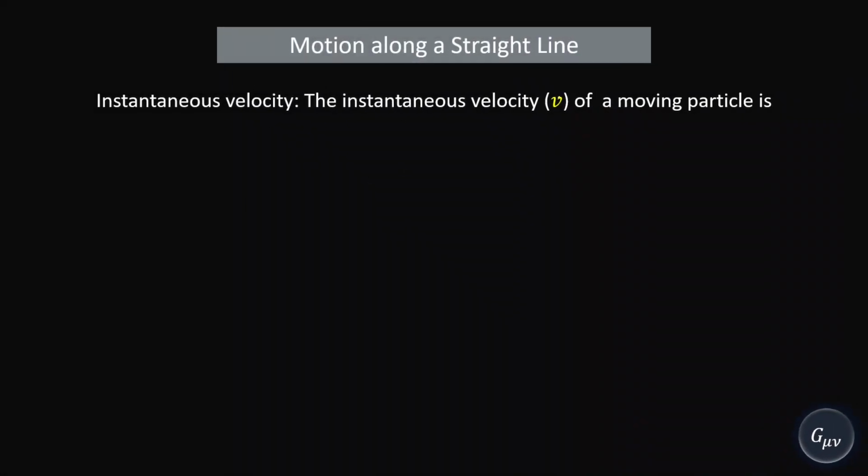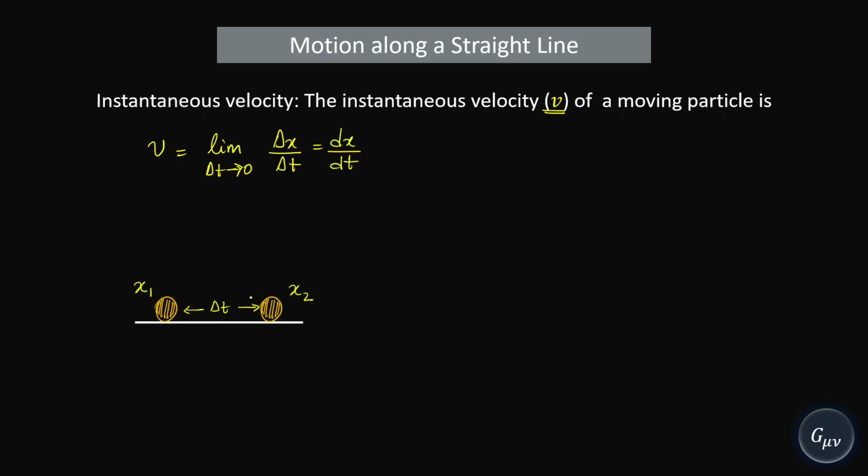The instantaneous velocity v of a moving particle is v equals the limit as delta t tends to 0 of delta x divided by delta t. Now this is nothing but dx by dt. What this is telling us is, as you make the time interval delta t smaller and smaller, you reach a value that gives you the velocity at this instant of time. Hence the name instantaneous velocity.